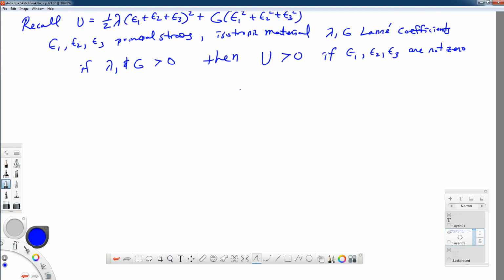Okay. Now, the other thing we can see from this is U will be equal to 0 if and only if, it's usually abbreviated as IFF, if and only if each of these strains are identically 0. So the implication here is that the strain energy density function U is positive definite.